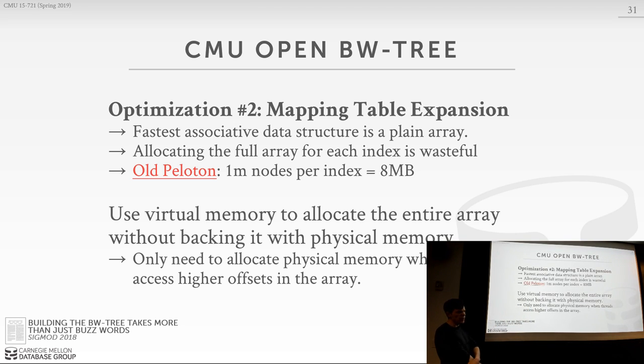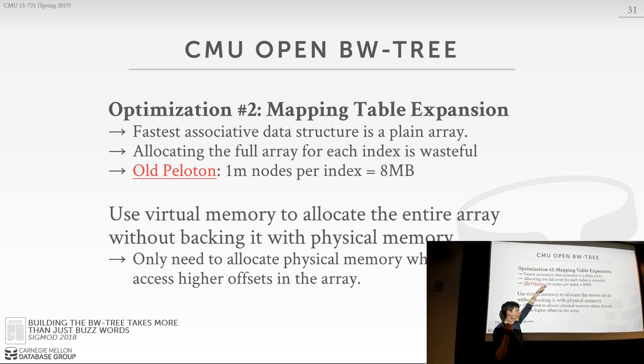This technique actually came from another paper called a KISS tree, which is another latch-free tree data structure. We got this idea from them. Just to understand why we did this, I actually looked in the code today: the default is that we allow for mapping tables of 1 million nodes, right?